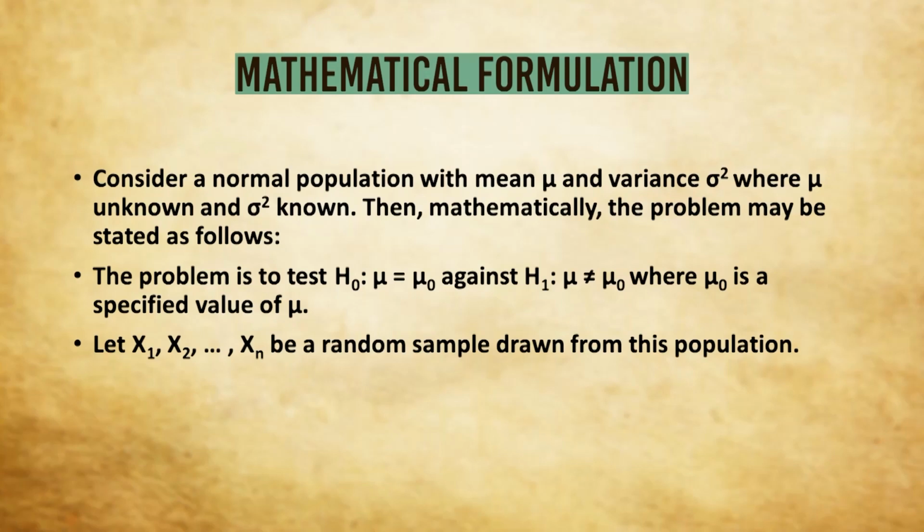Here our problem is to test H naught: mu is equal to mu naught against H1: mu not equal to mu naught, where mu is the population mean and mu naught is some specified value of mu. Now instead of a two-sided test, we can have a one-sided test like mu greater than mu naught or mu less than mu naught depending on the situation.